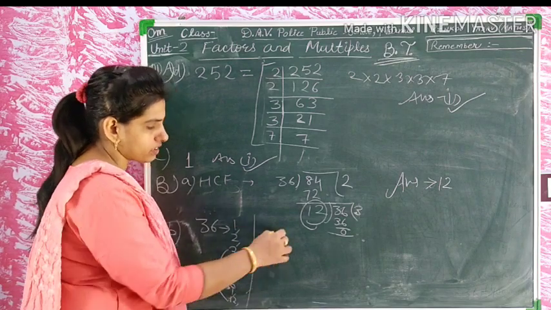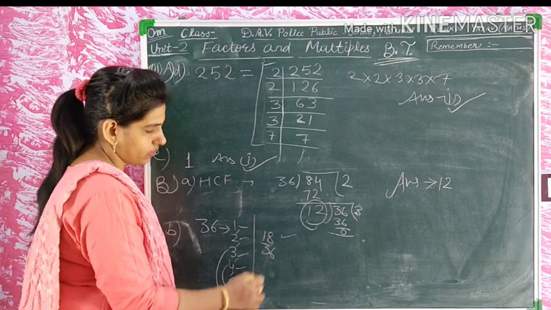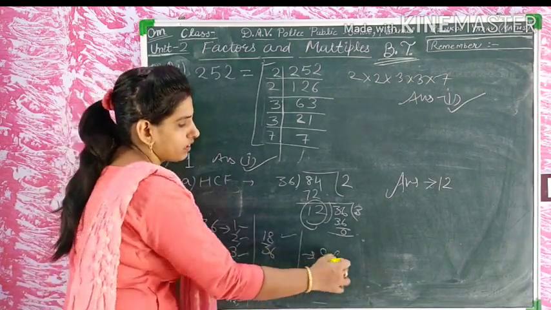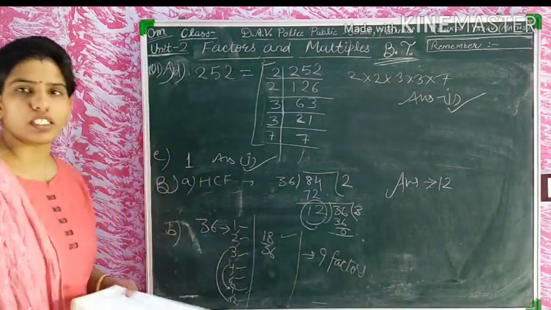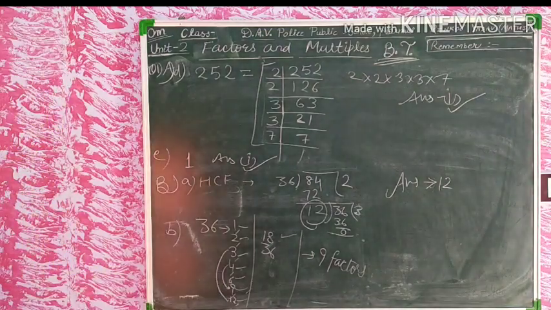These are the factors: 1, 2, 3, 4, 5, 6, 7, 8 and 9. There are 9 factors. So 9 factors. Is this clear, students? This will get the answer here. Okay, students, now we will do the next.